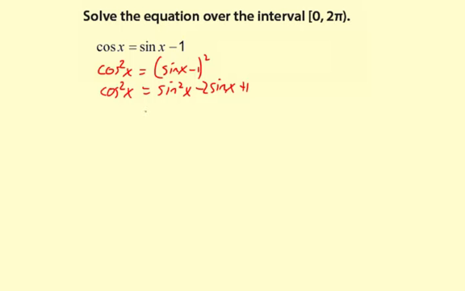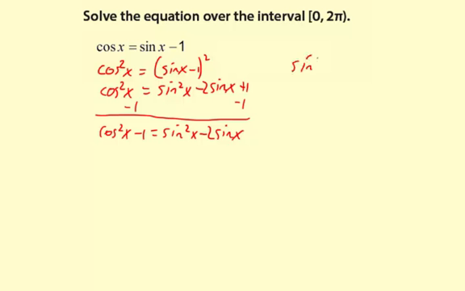Okay, now I see an opportunity here for a special pattern. Let me go ahead and show you what's going to happen. I'm going to subtract 1 from both sides. So it's going to be cosine squared of x minus 1 equals sine squared x minus 2 sine of x.